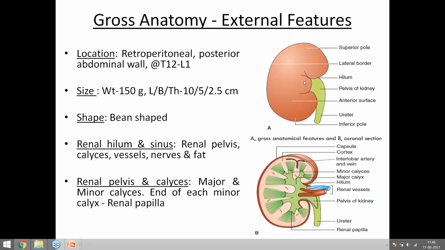Okay. So through the renal hilum, the renal artery enters, and the renal vein and renal pelvis leave the sinus. So through this area, your artery enters, and your renal vein and the pelvis, they leave the hilum. Renal vein and ureter leave the hilum. So renal sinus is thus occupied by renal pelvis, calyces, vessels, even nerves, and a variable amount of fat.